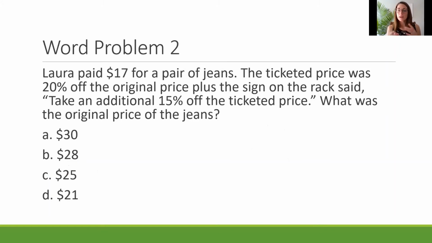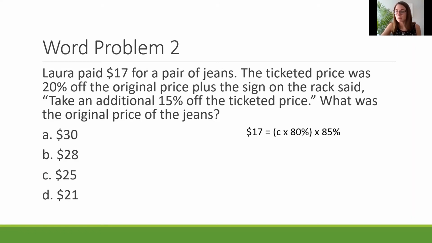So here I'm looking at the numbers to stand out first. So I have $17, I have 20% off original price, and I have 15% off the ticketed price. And what they want to know is what was the original price of the jeans. So if we bought the jeans for $17 and we got a deal on them, we know that our original price is going to be higher.